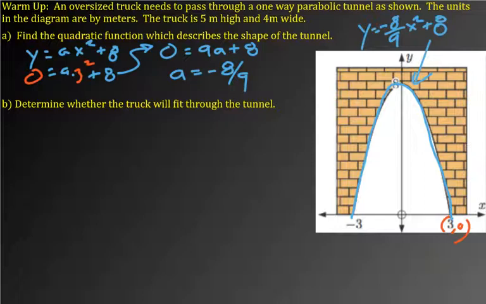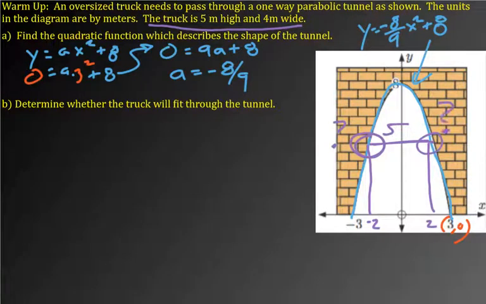And then the next question says, determine whether the truck will fit through the tunnel. So the dimensions of the truck are what's going to be important here. It's one way, so it can go right down the middle. And the truck is 5 meters high, and it's 4 meters wide. So basically, we've got -2 and 2. And the question is really a matter of the clearance in these corners right here, right? Because if at this spot you're not up at 5, then you wouldn't be able to pass through.